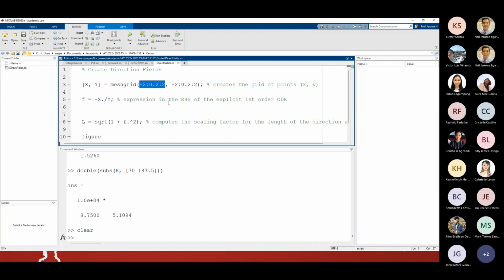So nababasa ni MATLAB from that vector ay negative 2, negative 1.8, negative 1.6, negative 1.4, all the way hanggang makarating siya kay 2. And ganun din yung sa y value. So you can make it say 0.1 para 0.1 lang yung increment. So mas dense yung, or mas marami tayong points na kino-consider, mas marami tayong line elements na makikita.